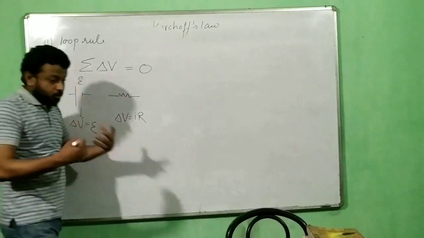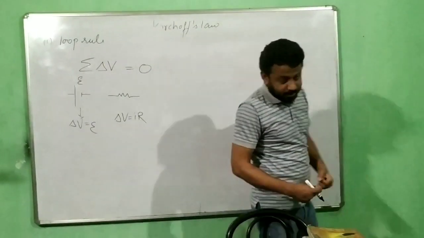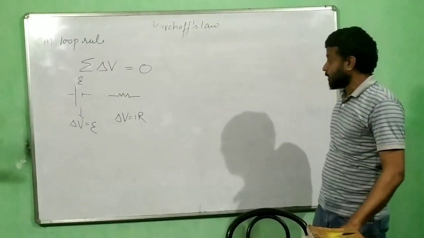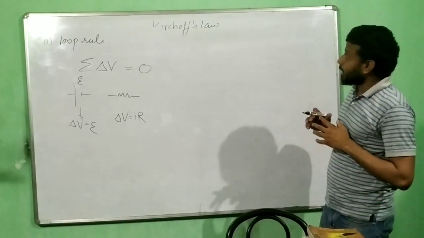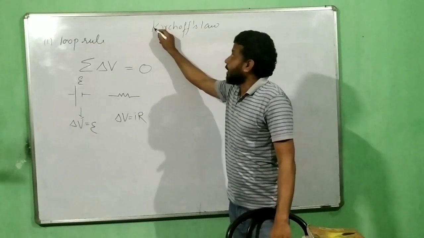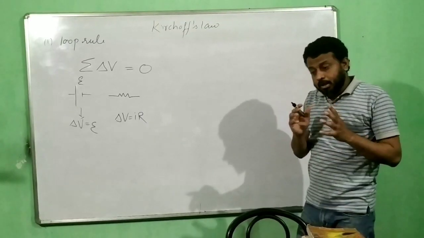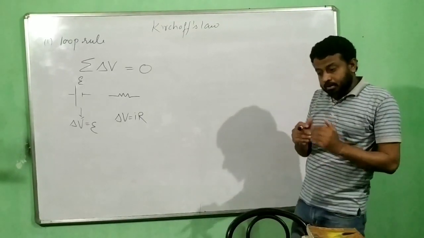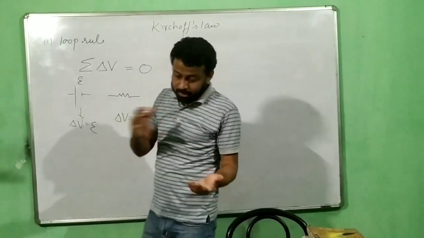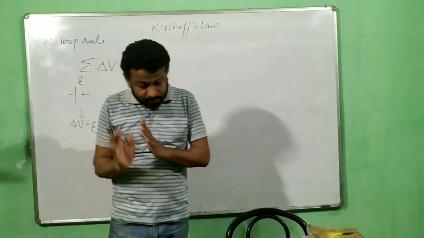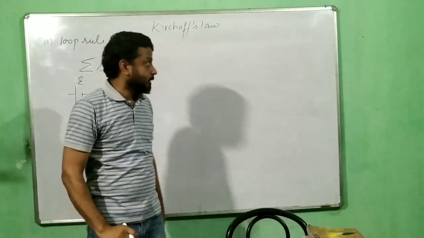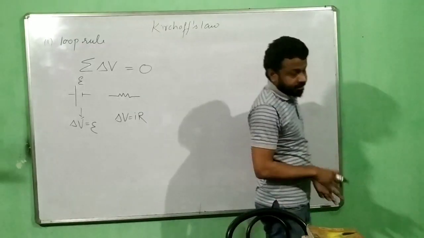Now how exactly this goes on and how to write the equation of the loop rule. To do that, I'll stick to the rule given by ISC. From book to book it varies and from teacher to teacher it varies. So I'll stick to what ISC has given in the syllabus and I will do as per that.